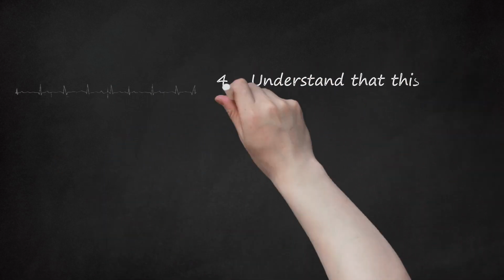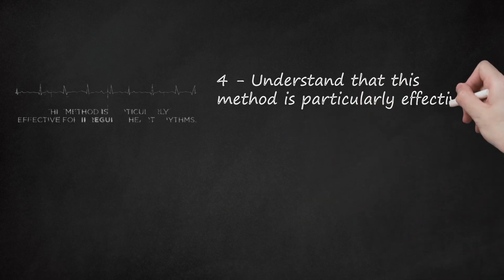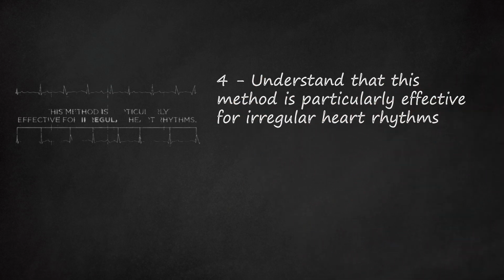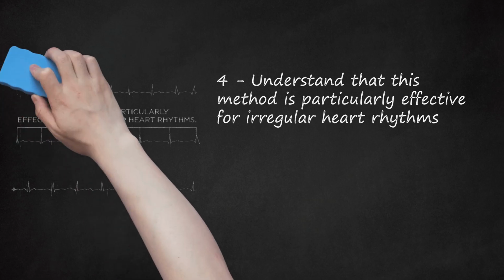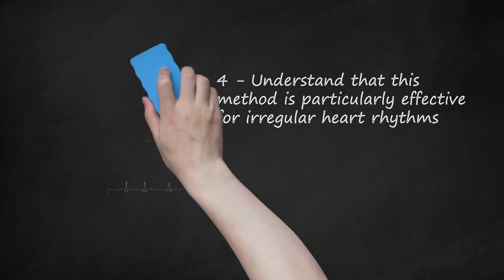4. Understand that this method is particularly effective for irregular heart rhythms. If the heart rate is regular, the first method of simply determining the distance between one QRS and the next can be very effective, because the distance between all the QRS complexes is presumably the same with a regular heart rate. On the other hand, with an irregular heart rate, where the QRS complexes are not at regular distances from one another, the 6-second method works better because it averages the distance between heartbeats, giving a more accurate overall number.